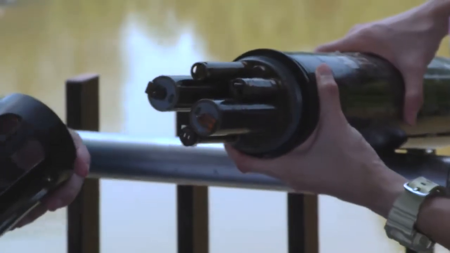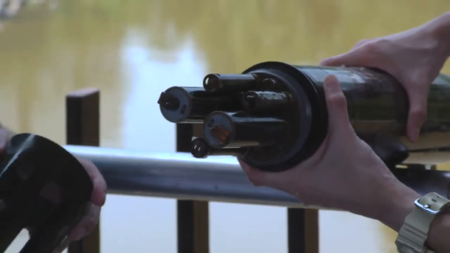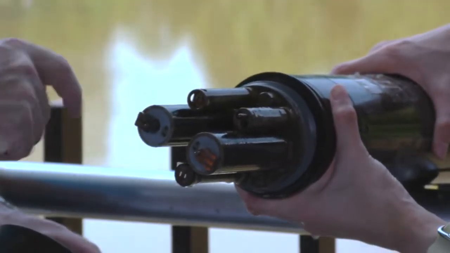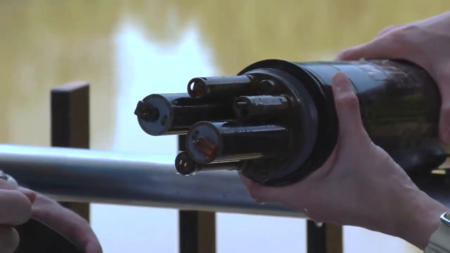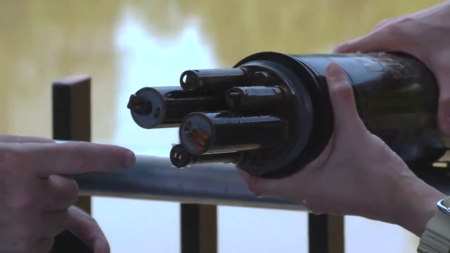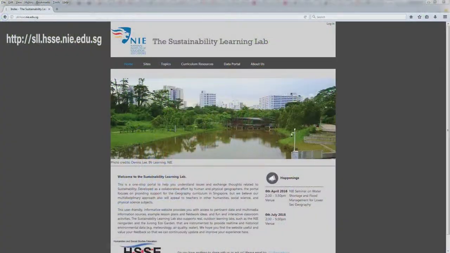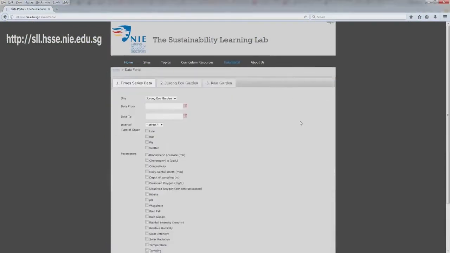This YSI has sensors that measure parameters such as pH, temperature, conductivity, dissolved oxygen, turbidity, chlorophyll A, and sample depth. Most of these parameters have been discussed in the other water quality videos. The chlorophyll A sensor really is a fluorometer that measures the amount of blue-green algae in the water. The parameters are measured every 15 minutes and the data is sent to a server via a 3G network. Once the data is processed, the results are available in real time on the Sustainability Learning Lab website.